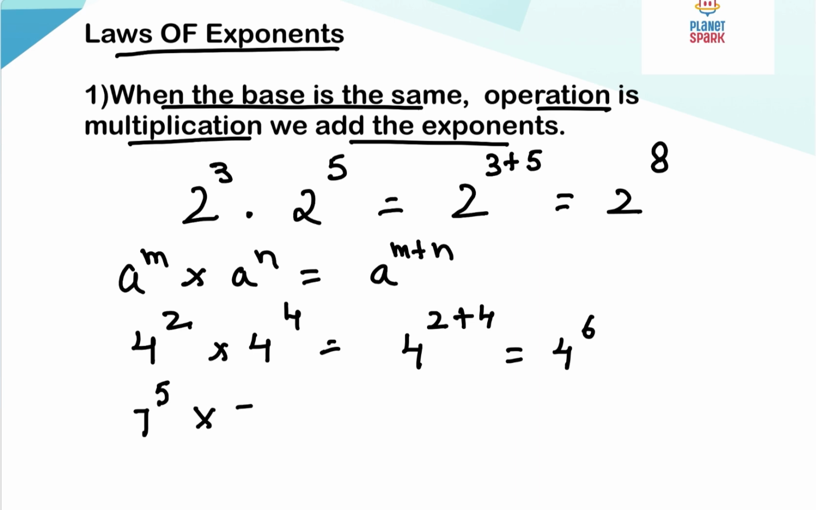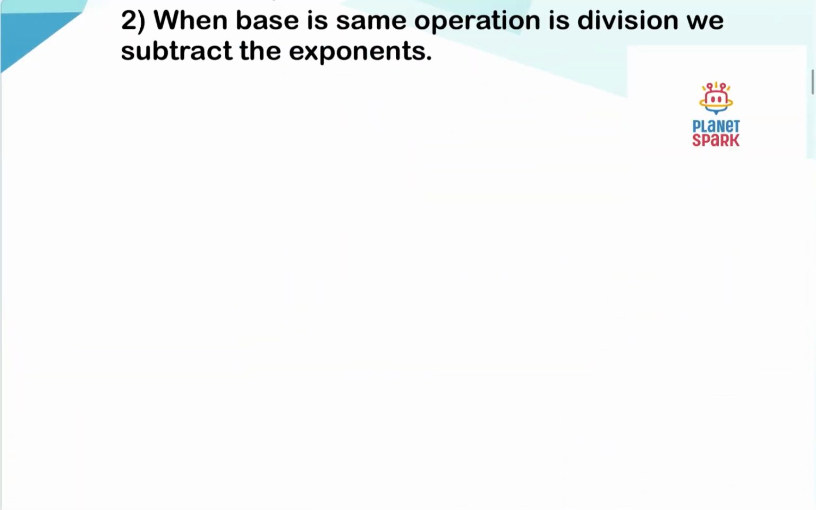7 raised to the power 5 into 7 raised to the power 6. Base is 7. Operation is multiplication. So 5 and 6, the powers, would be added. Answer will become 7 raised to the power 11.